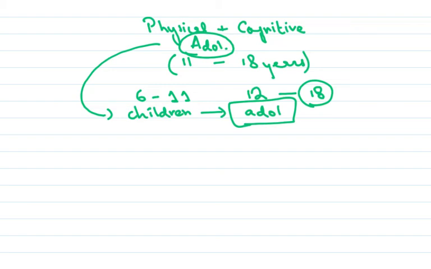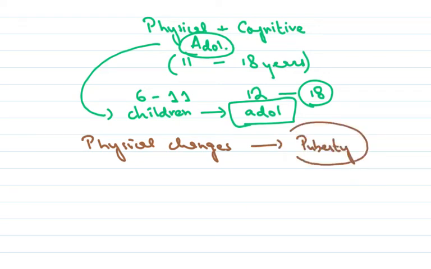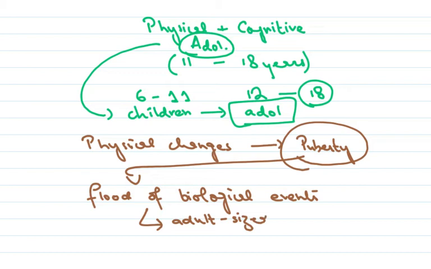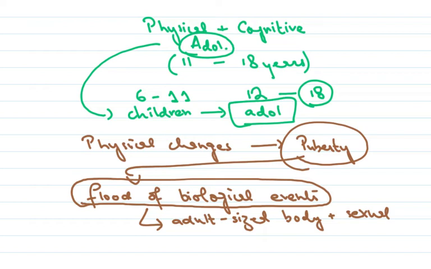When we talk about the physical changes occurring during adolescence, one of the first things that will come to your mind is puberty. Now, what exactly is puberty? If we look at the definition, puberty is defined as a flood of biological events that lead to an adult-sized body as well as sexual maturity. To repeat, puberty is a flood of biological events that results in an adult-sized body and sexual maturation.